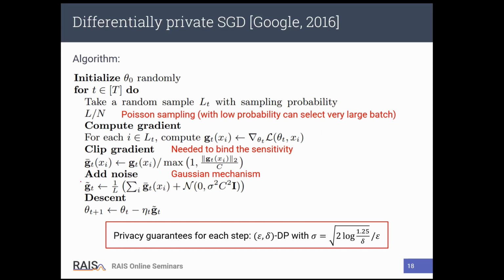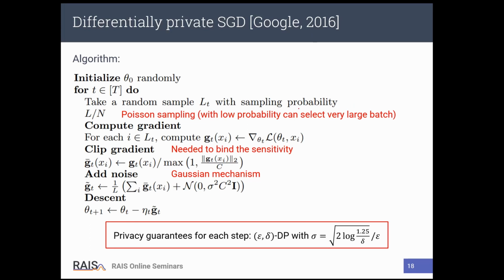We apply the Gaussian mechanism, which, instead of enforcing epsilon differential privacy, enforces epsilon-delta differential privacy. And notice that this noise will be proportional to the maximum value that we allow for our gradient, so that is another parameter that we will need to tune. And yeah, that's about it for differentially private SGD. If you want to see more, you can go and read the paper.